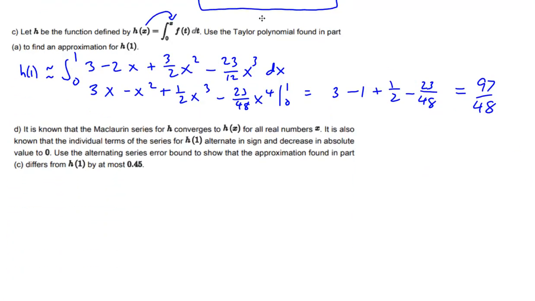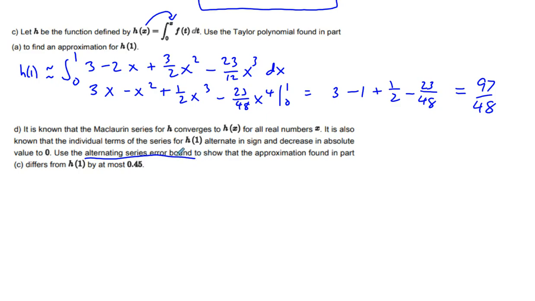And finally, part D. This was the tough one. We know that the Maclaurin series will converge to h of x. This is for h of x. This is the integral we just worked with. We also know the individual terms for h of 1 will alternate in sign and decrease in absolute value to 0. So that's a convergence for the alternating series test. And that's what they're going to go to here. They want you to use the alternating series error bound to show that the approximation that we would get up here differs by at most 0.45.